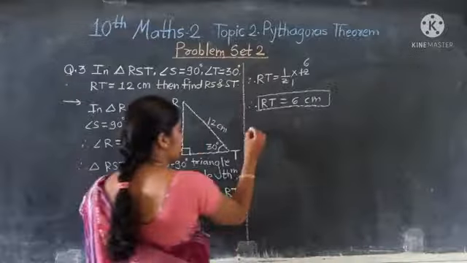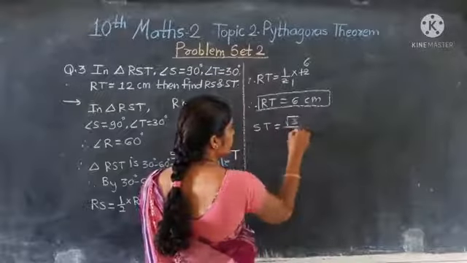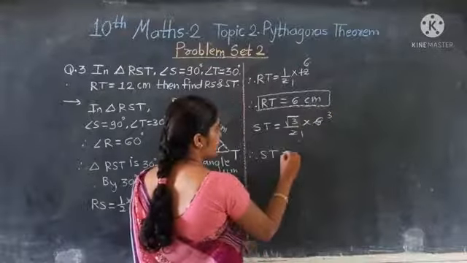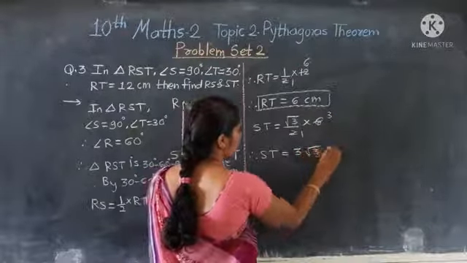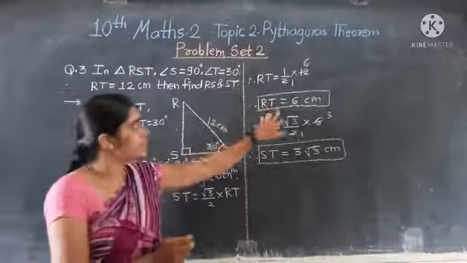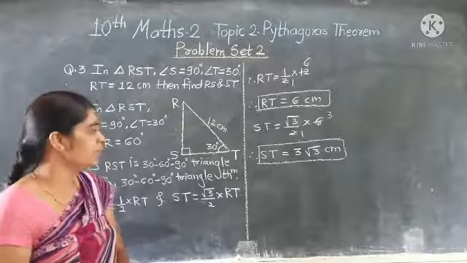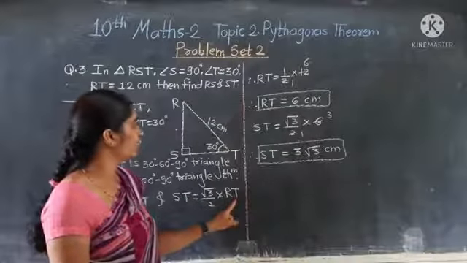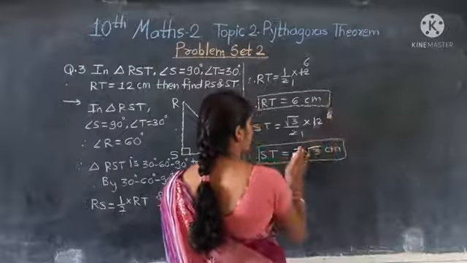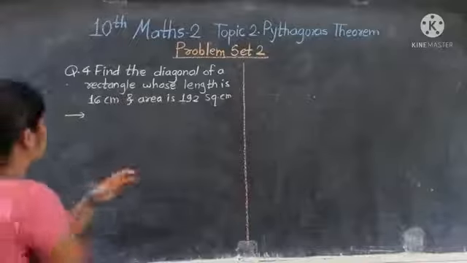Now we will find ST. ST is equal to √3/2 into RT. RT is 12. 2 ones are 2, 2 sixes are 12. Therefore, we get ST is equal to 6√3 centimeter. So we find here RS as 6 centimeter and ST as 6√3 centimeter. Sorry, here RT is, see students, here RT is 12. So we get here 6, not 3. 6 root 3. Okay.